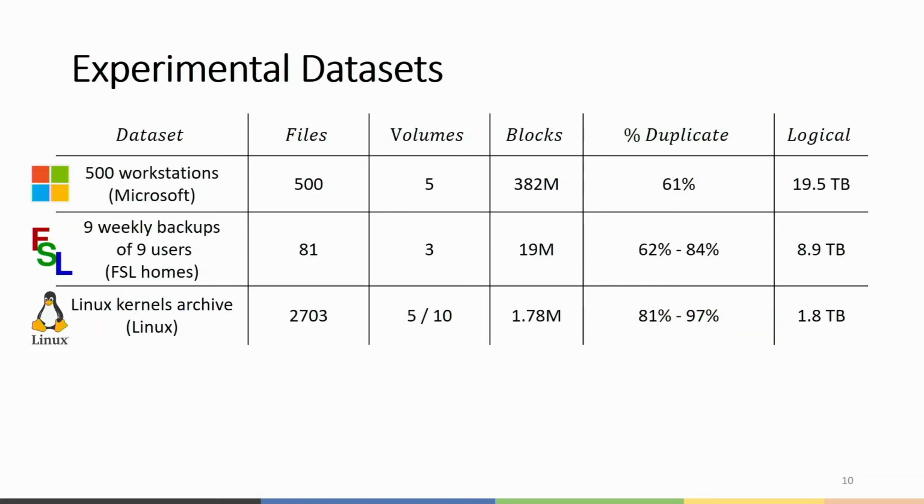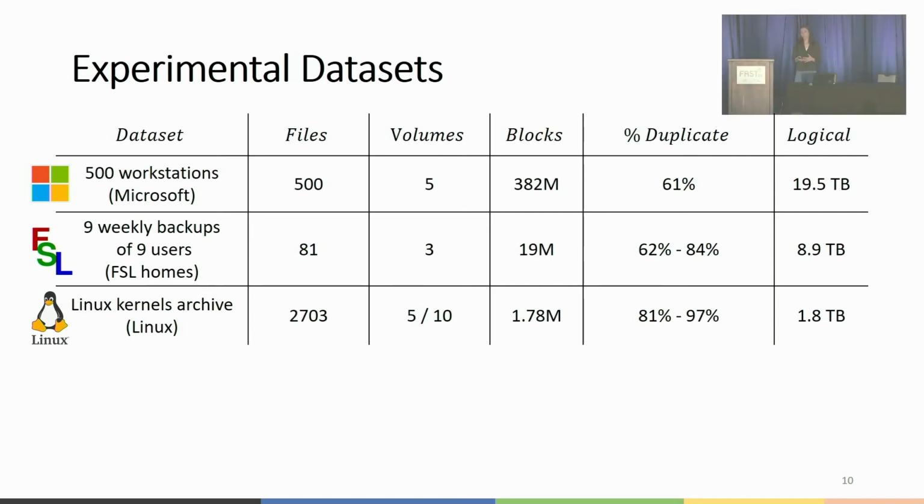So we want to compare the 3, like I said. We used different system snapshots taken from 3 different sources. One is the Microsoft employee workstations from the UBC dataset. One is the weekly backups of Linux users from the File Systems Lab at Stony Brook. And the third are Linux kernel versions from the Linux archive.